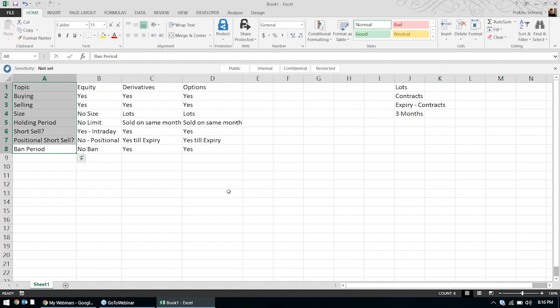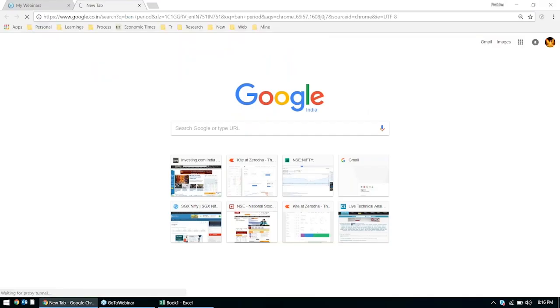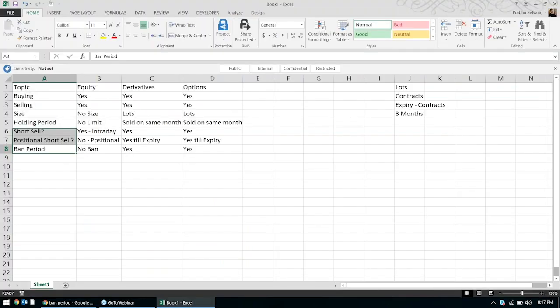Ban period means, if for any security the overall open positions cross more than 95% of the allowed limit, it is called the market wide position limit, and the security goes under ban. For example, if the company is allowed 100 stocks of trading, and 95 stocks have been taken positionally by all the people, 95% held by the people, then the security will go on ban.